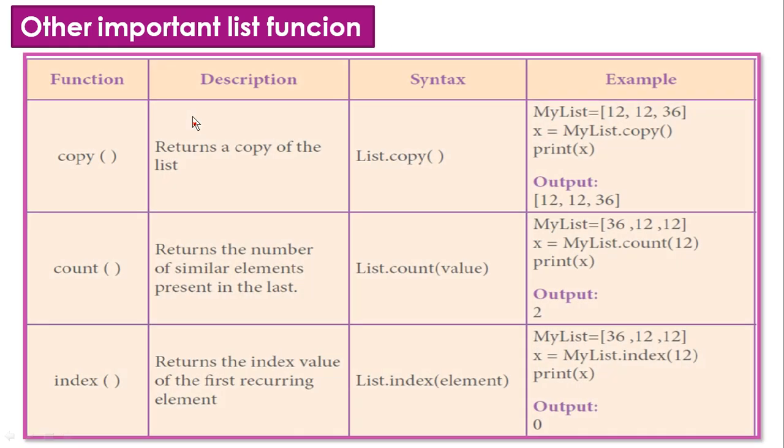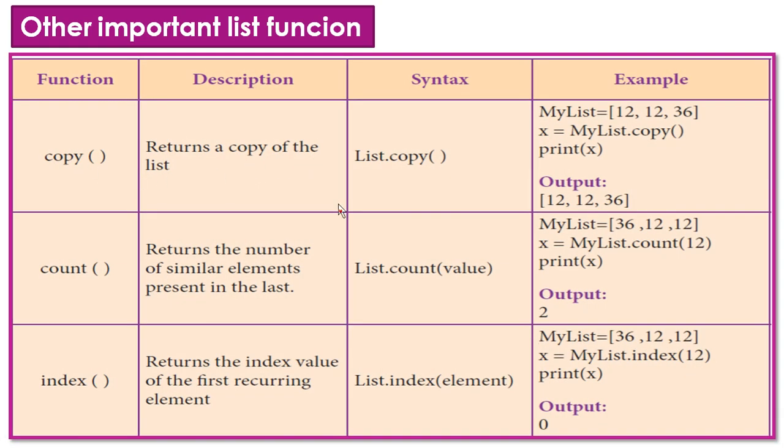Other important list functions. First one, copy. It returns a copy of the list. The general format or syntax is list.copy. Here is an example for the copy function. My list equal to 12, 12, 36. x is another list. So x equal to my list dot copy. That means this list is copied to x. Now print the list x. We get the same result 12, 12, 36. So it is a copy of my list.